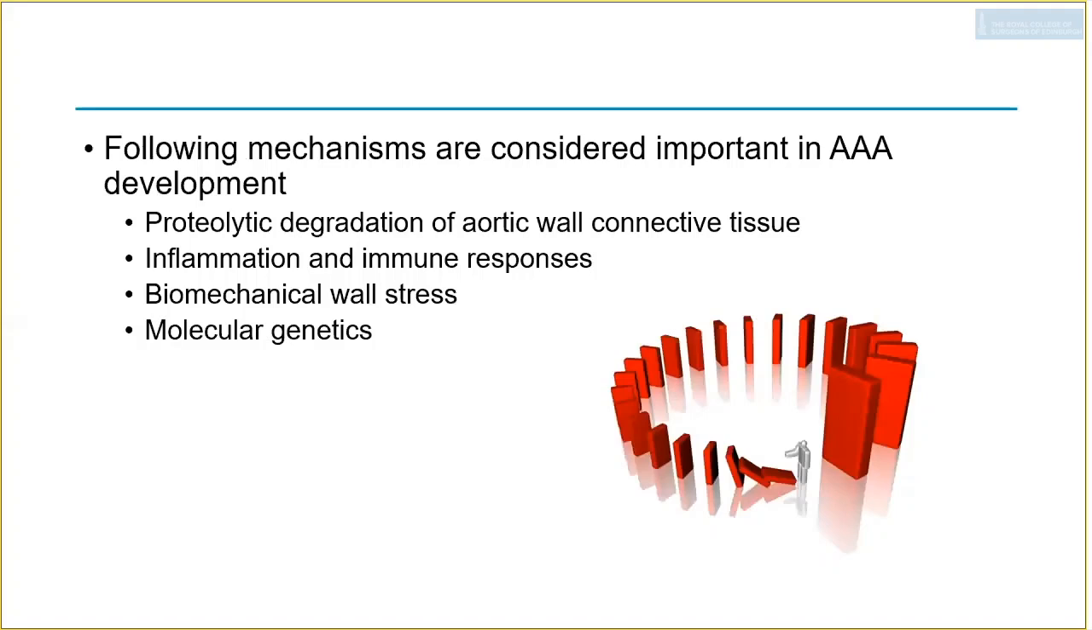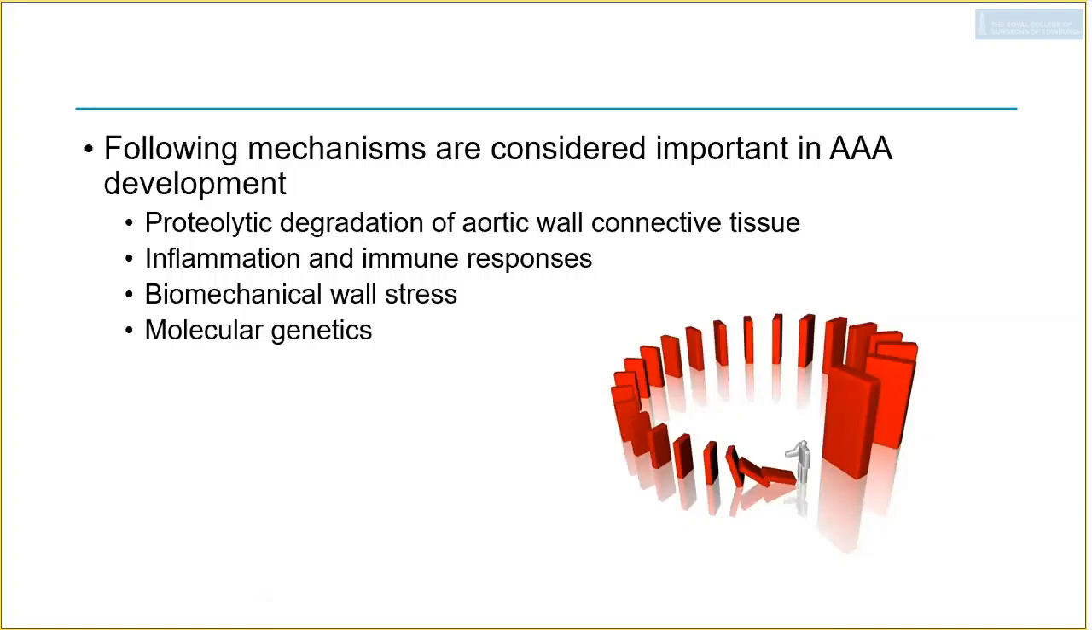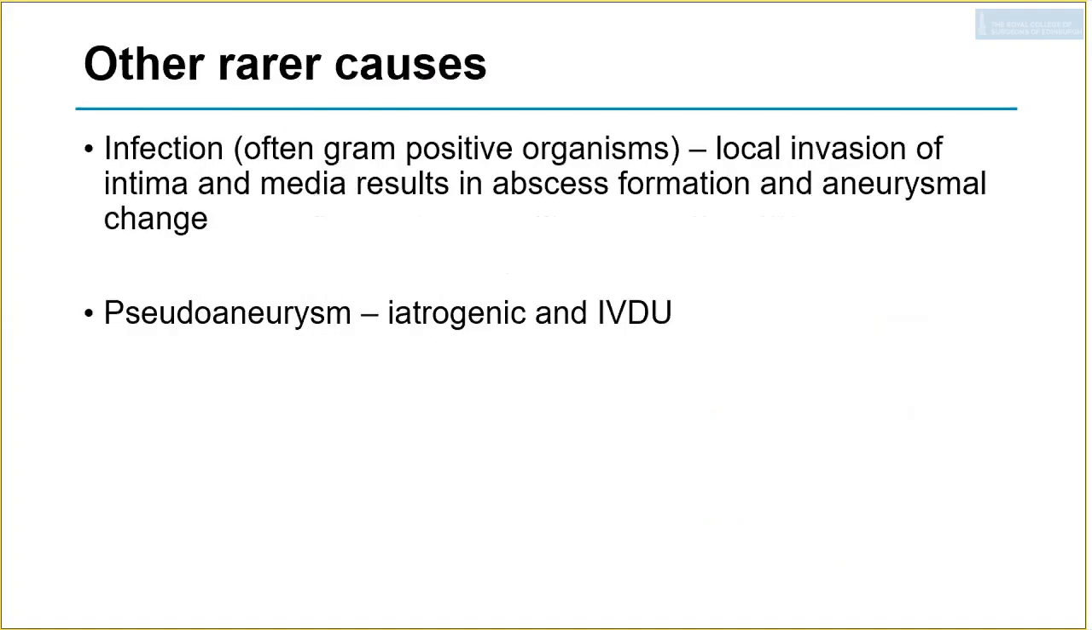The following mechanisms are considered important in abdominal aortic aneurysm development. This is a combination of proteolytic breakdown of aortic wall connective tissue, inflammation and immune response, biomechanical wall stress, and the interplay of molecular genetics. So all these four factors come together to cause abdominal aortic aneurysm.